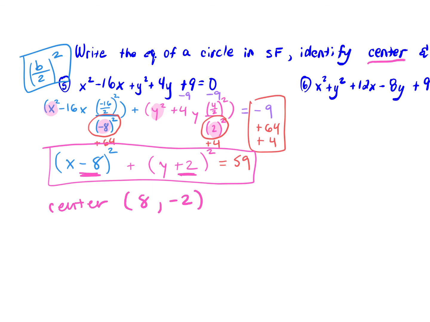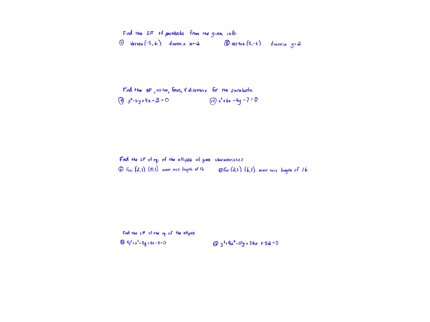And then the last thing we have to do is identify the radius. So what would our radius be? Would it be the square root of 59? Awesome, square root of 59. Because 59 is r squared, so we just take the square root, and that's our radius. All right, next page. So now we're moving on to parabolas.